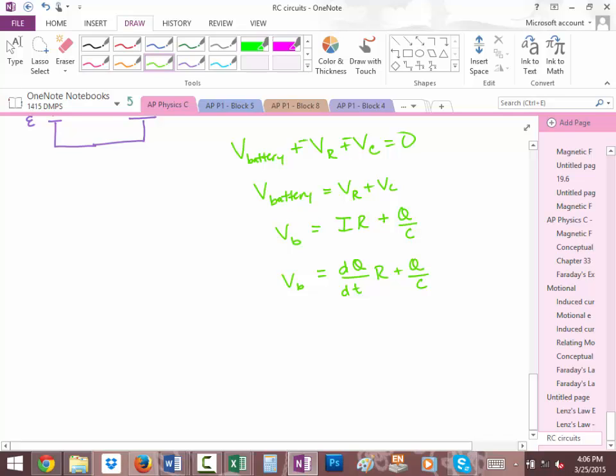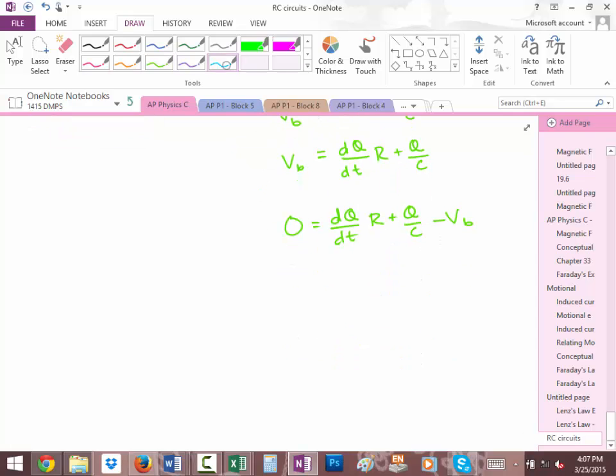Okay? So my diff EQs people are like, oh, I could do that, and good for you if you can. I'm not going to worry about it right now. If you would like to go through it, you are very welcome to. I'm going to tell you that when you solve that, so you get 0 is equal to dq dt times R plus Q over C minus VB. Solving that differential equation.